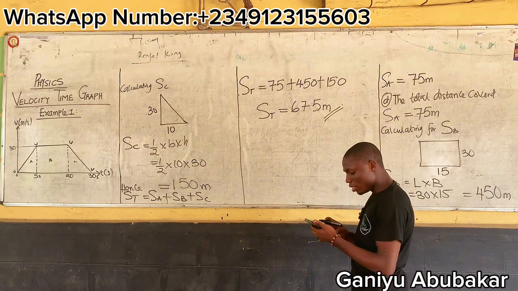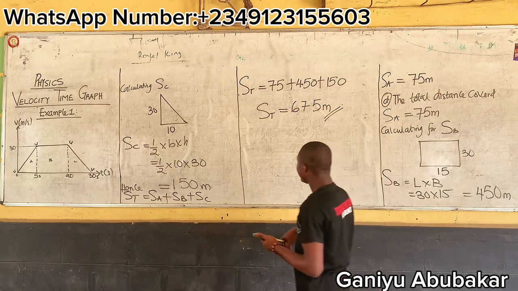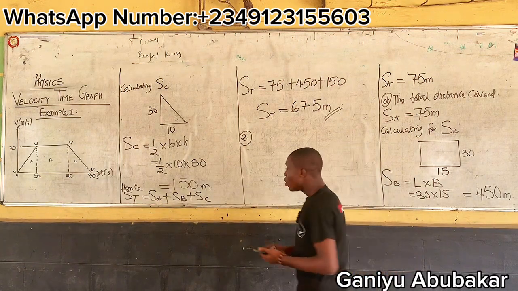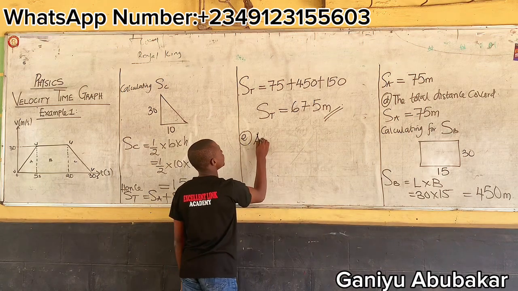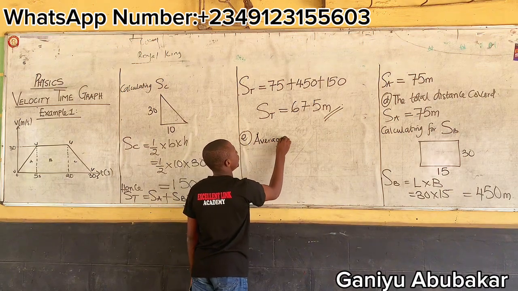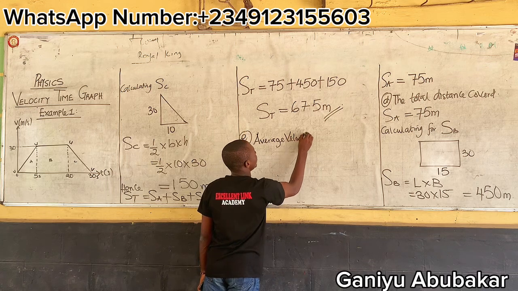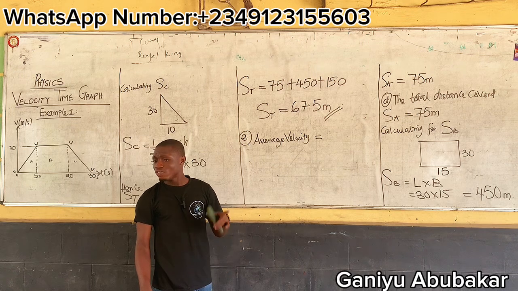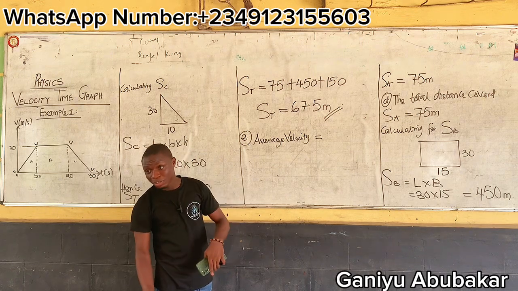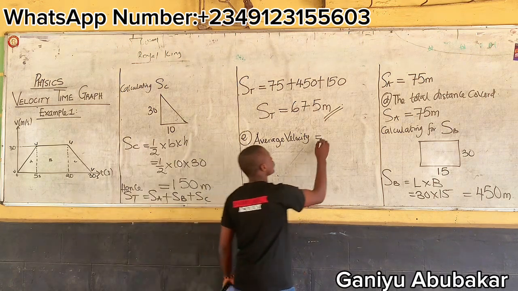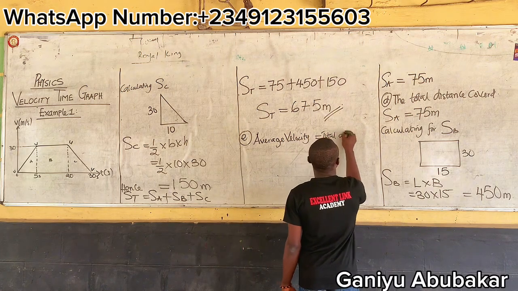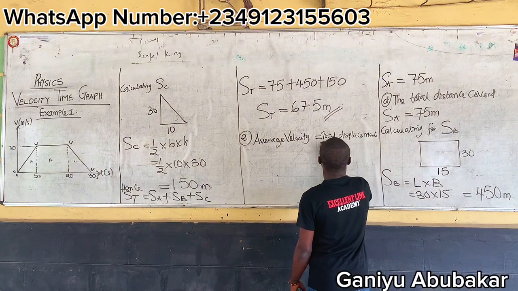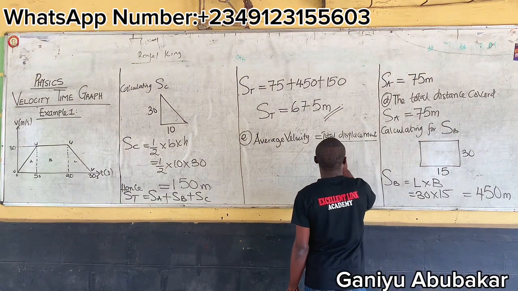Are we done? We still have E. E says the average velocity. What do you know about average velocity? Velocity is displacement over time. So they're saying total displacement over total time.